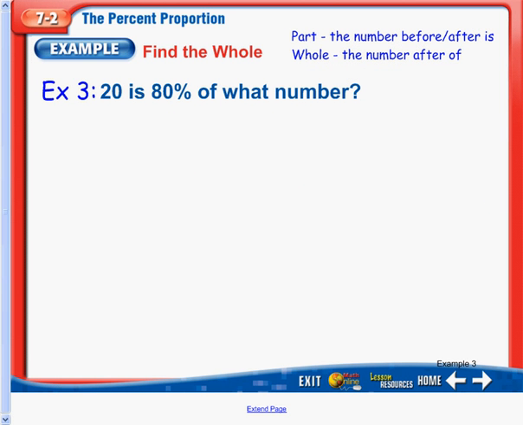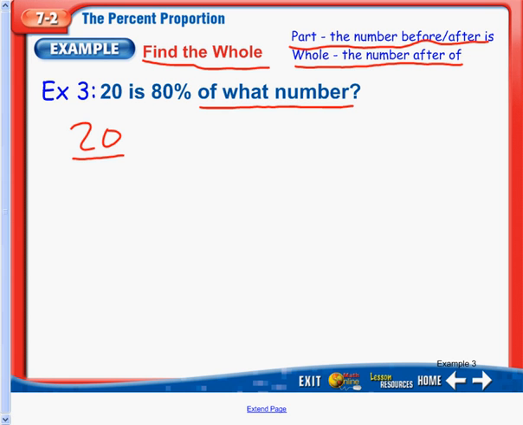On to example 3. We're finding the whole here. That kind of gives it away right here in our example, but we'll go through it again piece at a time. 20 is, so right here, just going really slow, we have the part, because that's the number right before "is." So now we have 20 on top, is 80% of what number? "Of what number" lets us know we are, again, looking for the whole. So putting W on bottom, and we have 80 on top. Again, this is our percent, but I'll put that in parentheses because we don't put that in our multiplication.